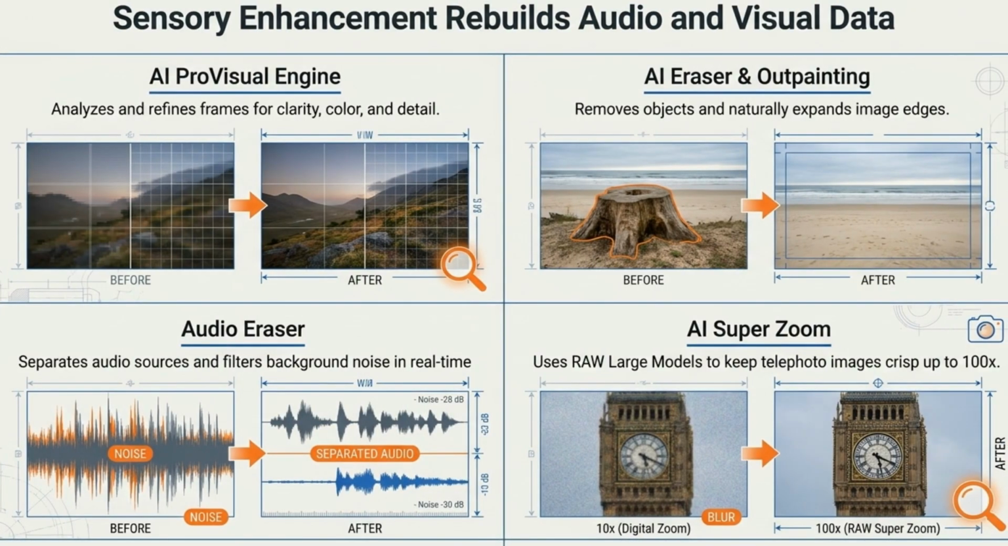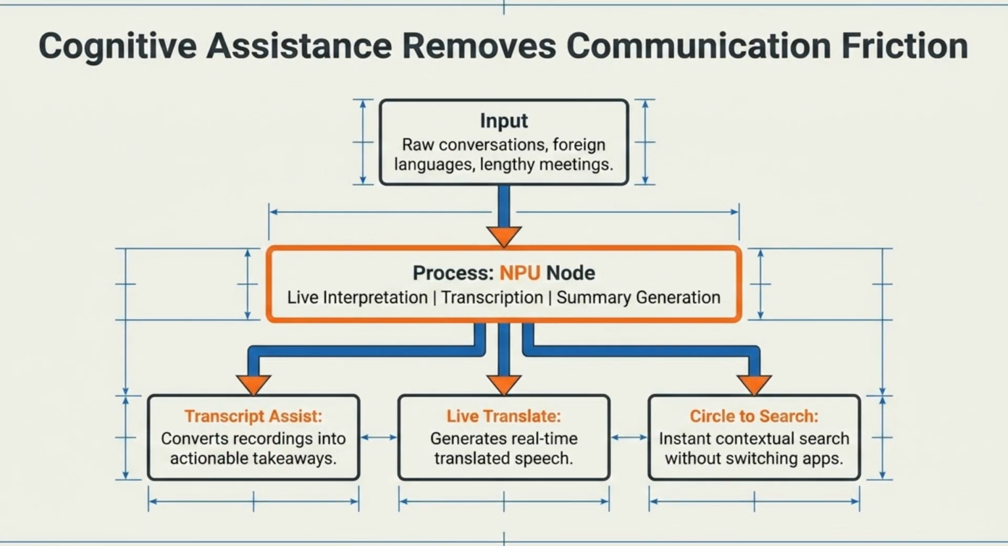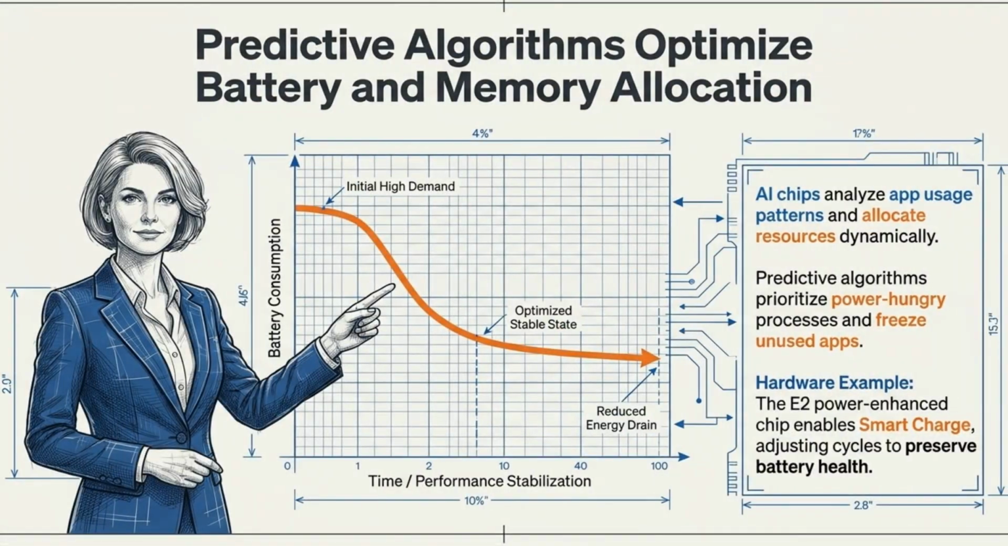AI also enhances sensory data. Through tools like ProVisual engines, audio erasers, and SuperZoom, smartphones can now intelligently rebuild and refine your media. Cognitive assistance features further remove friction by handling tasks like live interpretation, transcription, and contextual search without ever leaving your device.